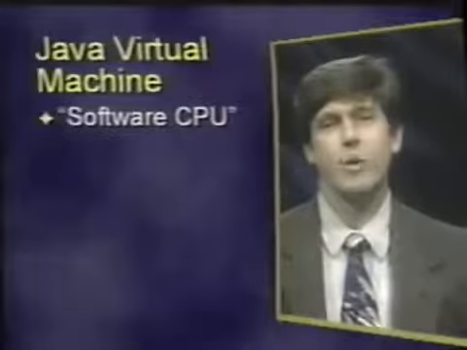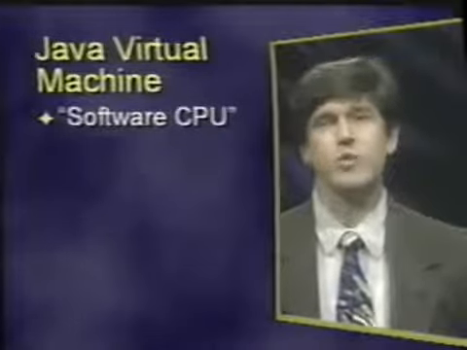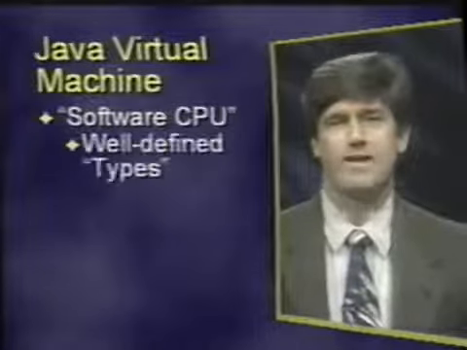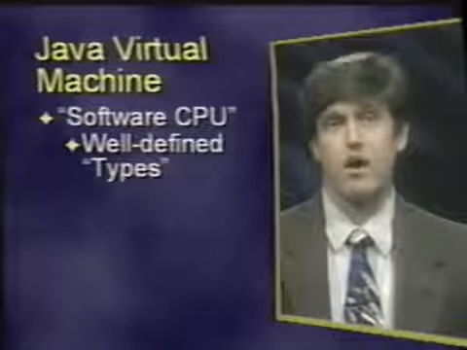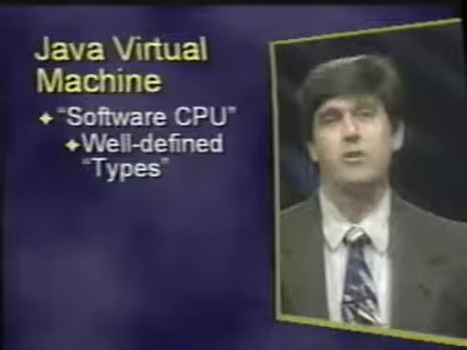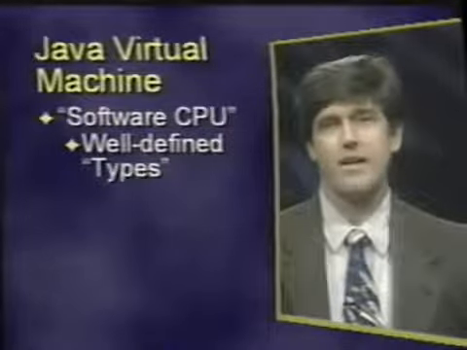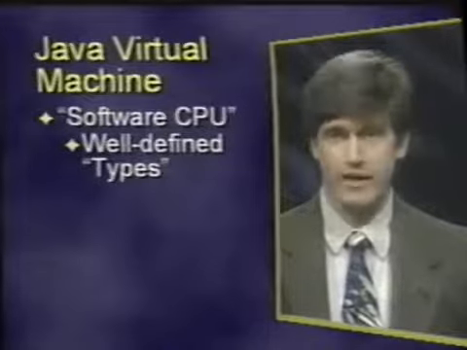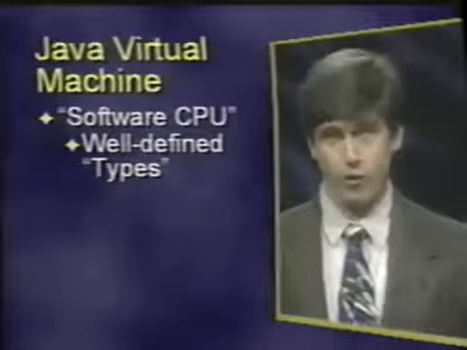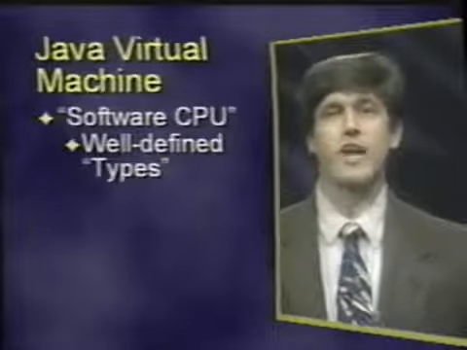Another property is that a Java virtual machine, or any virtual machine, is a software implementation of a CPU, or central processing unit. What this means is that you have well-defined types. The integral types are well-defined. The byte ordering is well-defined. So as a programmer, you always know exactly how much space an integer takes up. You always know exactly what the byte ordering is of a floating point number, and you know the representation of these different data types.